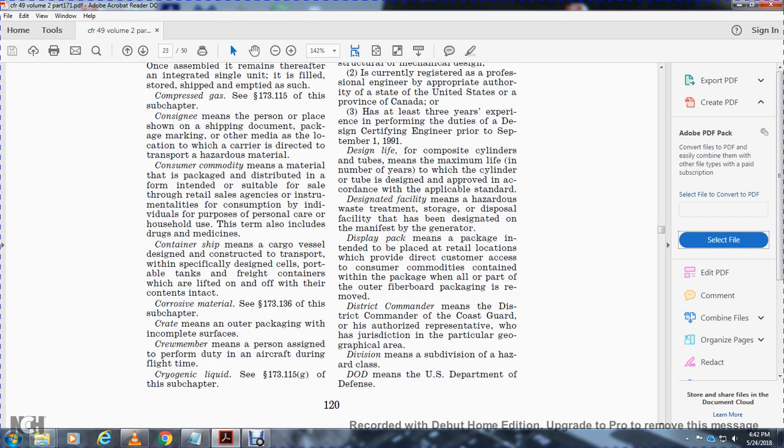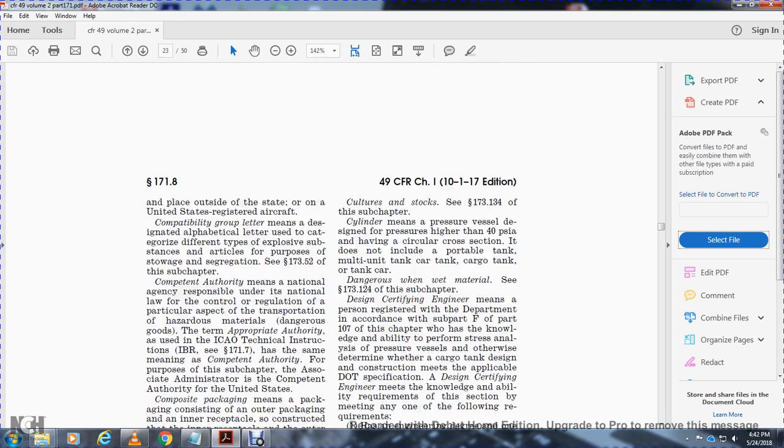Cryogenic liquid: see 173.115 of this subchapter. Culture: see 173.134 of this subchapter. Cylinder means a pressure vessel designed for pressure higher than 40 psi with a circular cross section, but it does not include a portable tank, a multiple-unit tank car, a cargo tank, or a tank car. Cylinder: see 173.122 of this subchapter.